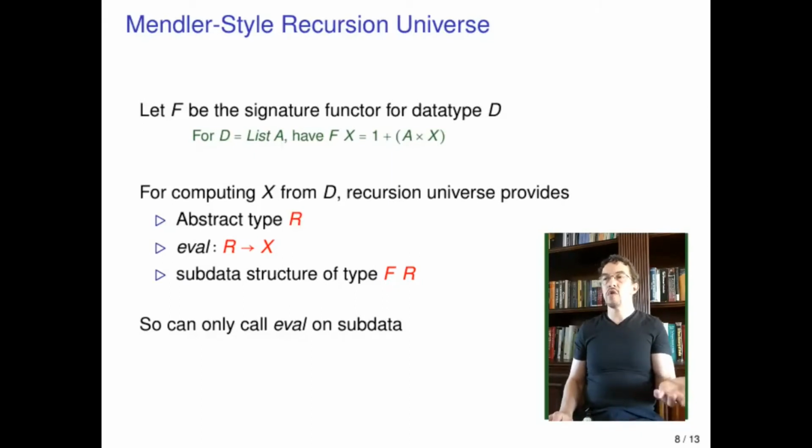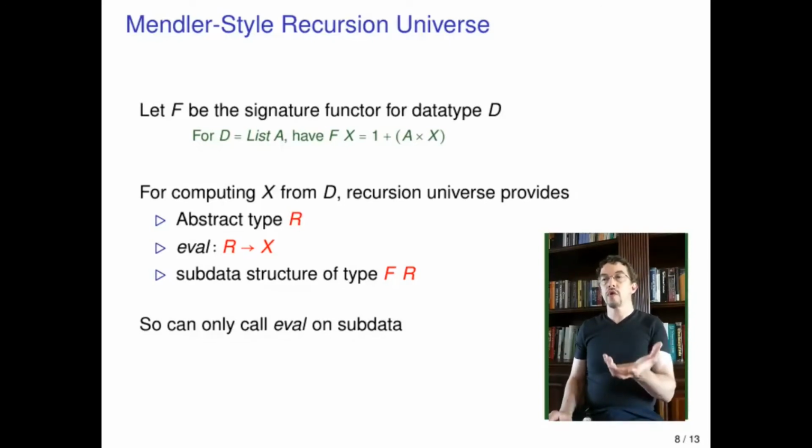Let F be a signature functor for a data type. For example, if your data type was list of A's, then your signature functor is F(X) = unit or A cross X. Suppose you're trying to write a function that's going to compute a value of type X from your data type D. Then what the recursion universe provides you is this abstract type R I was mentioning. It's just some type. You know nothing about it except what the interface gives you. The first thing it gives you is an eval function, R to X. This is the function you have to invoke if you want to make a recursive call. You have to call eval, but you can only call it on an R thing. You can't call it on just some random other D thing.